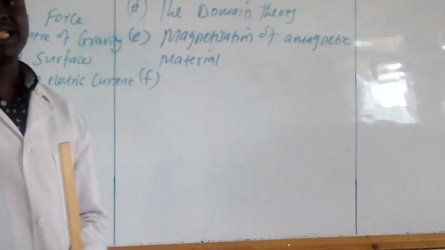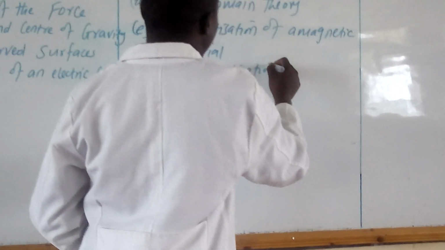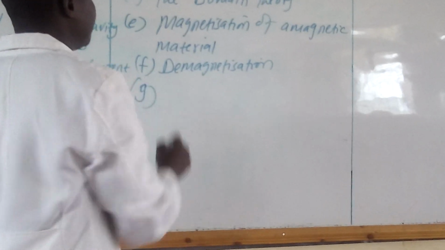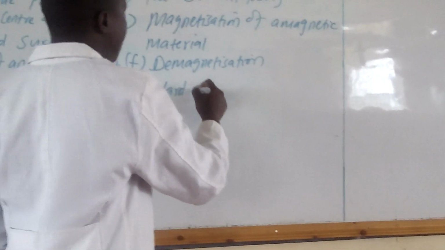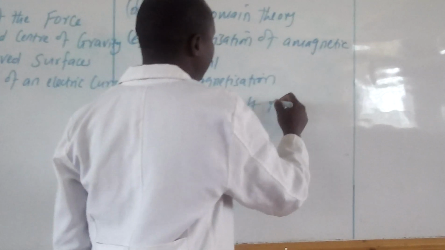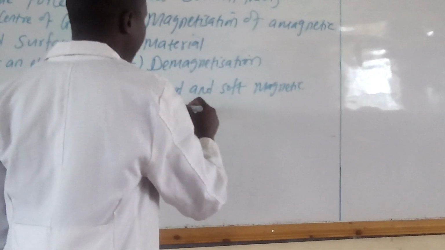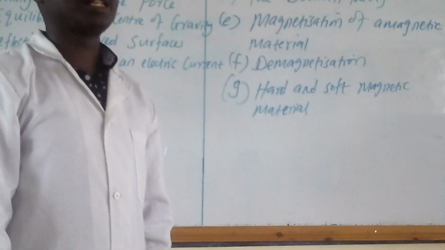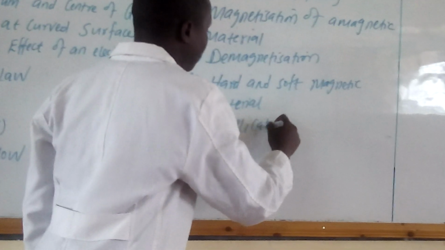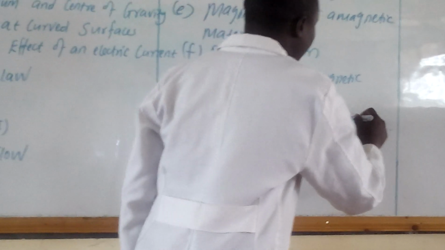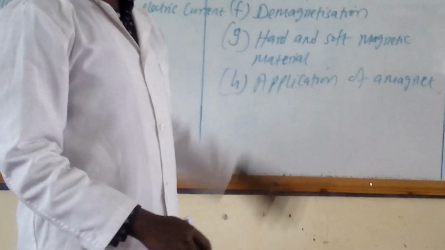F is demagnetization. G is hard and soft magnetic material. And the last one is application of a magnet. Okay, so those are the areas we have in magnetism.